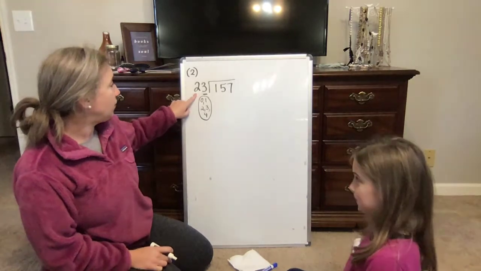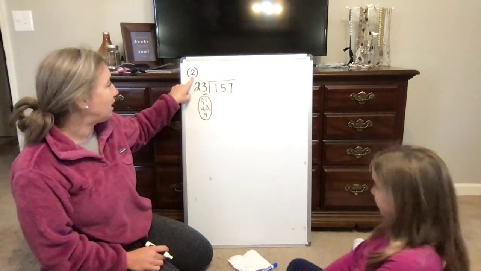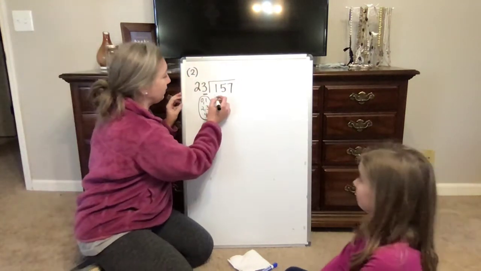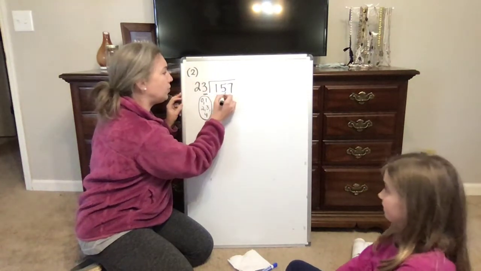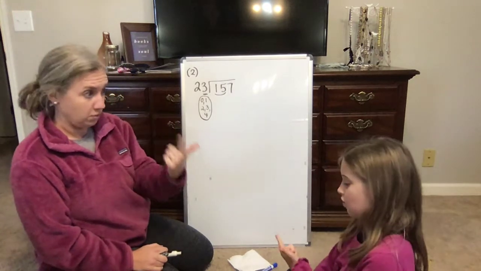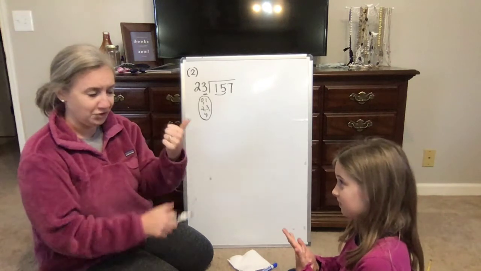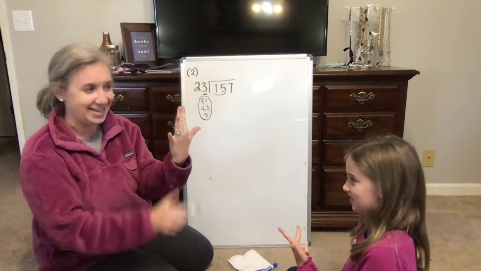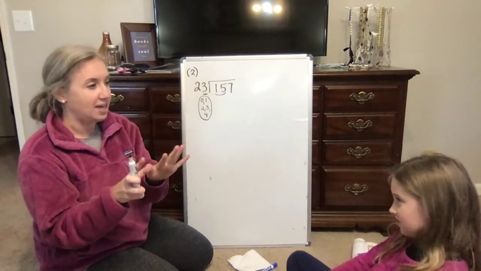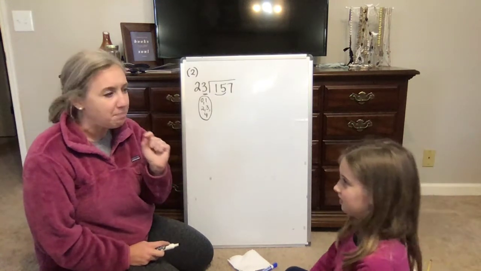Okay? Why are we using a 2? Because this is a 2. So we take that first number and we say we're going to estimate with it. So let's look at this 2. We're going to ask ourselves, how many times could a 2 go into 15? Okay, what do you think? 2, 4, 6, 8, 10, 12, 14. So it could go in 7 times, right? So what that means is 7 is our very best guess.